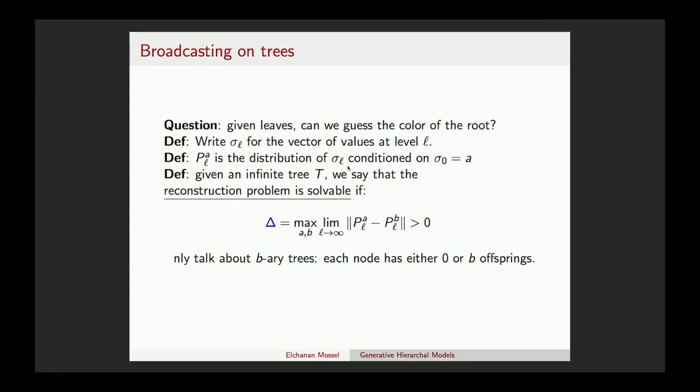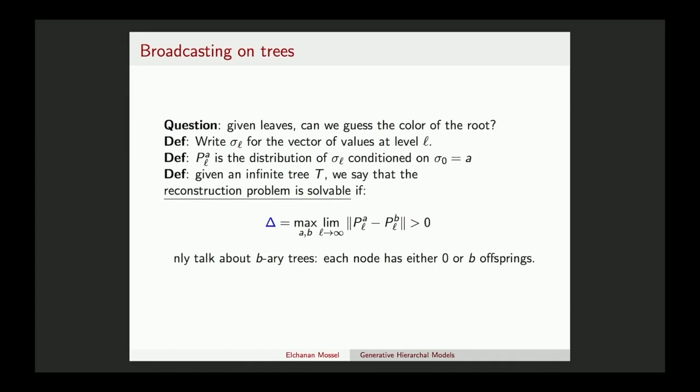Okay, so for the mathematicians among us, here's the definition. I think everybody understands the intuitive picture. So given the leaves, can we guess the color of the root? So the mathematical definition, which I'm going to write here, and this is one way of saying it, we say that the reconstruction problem is solvable if this limit is greater than 0. So what is this limit? First of all, in order to simplify things, my trees are going to be very simple. All of the nodes are either going to be leaves or they're going to have exactly b children. I'm not going to have trees like the trees that I had before, just to simplify the discussion.